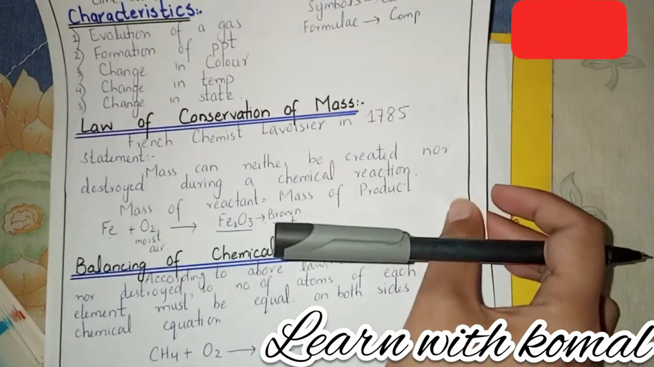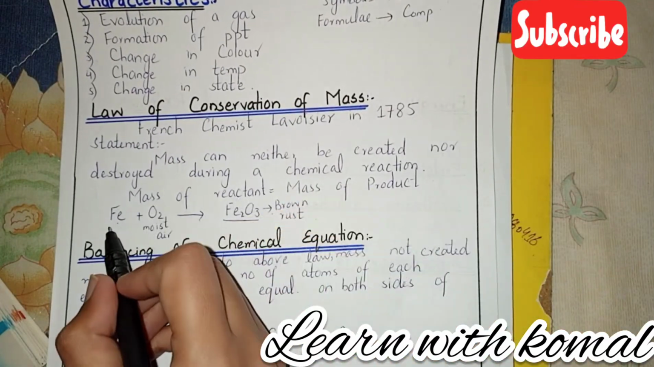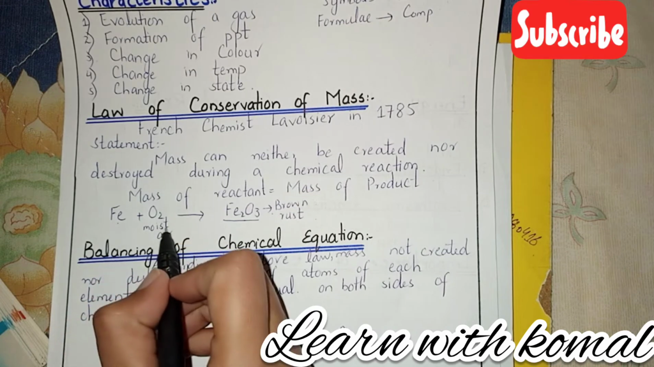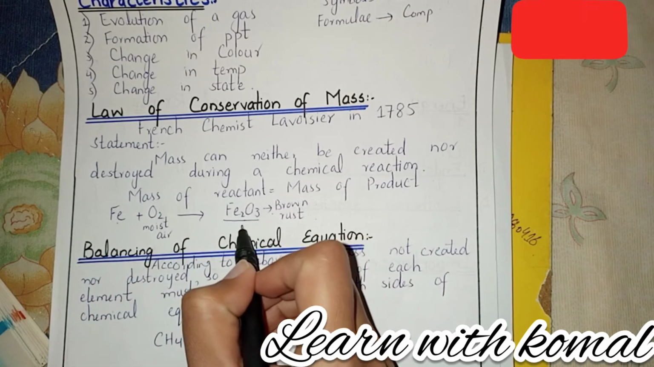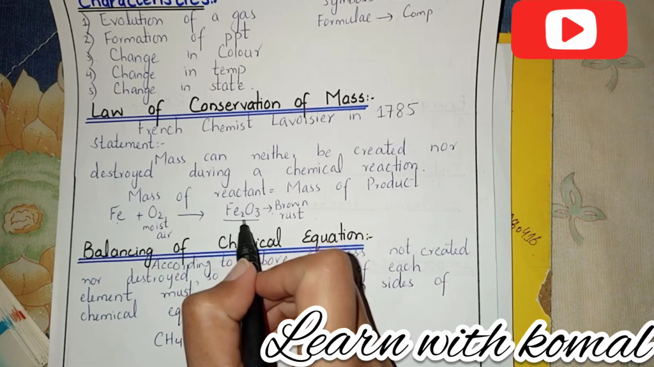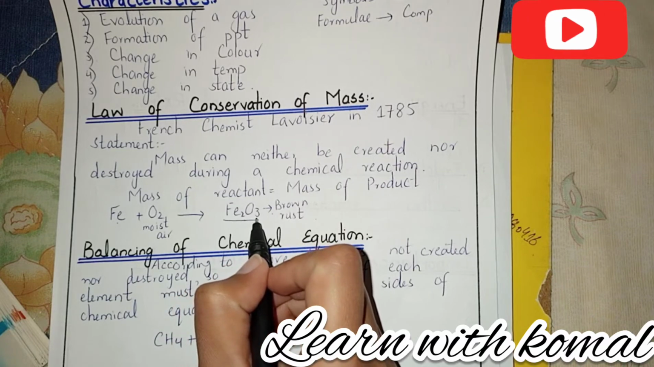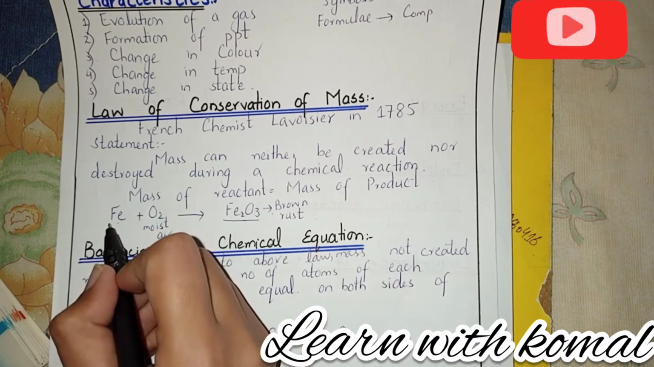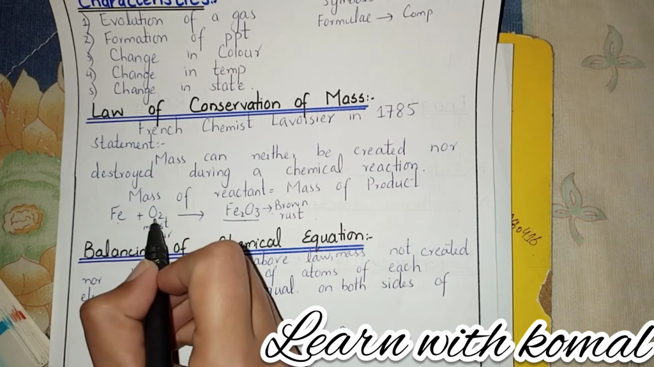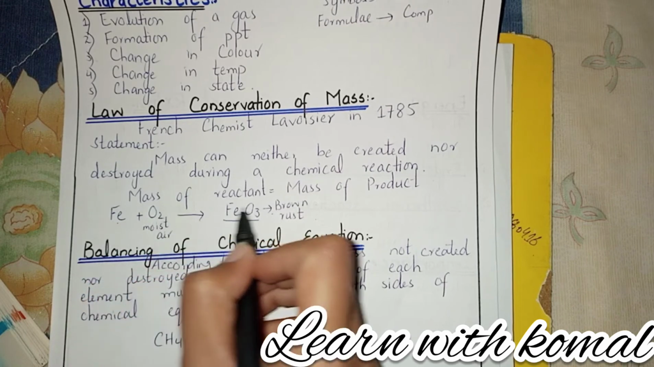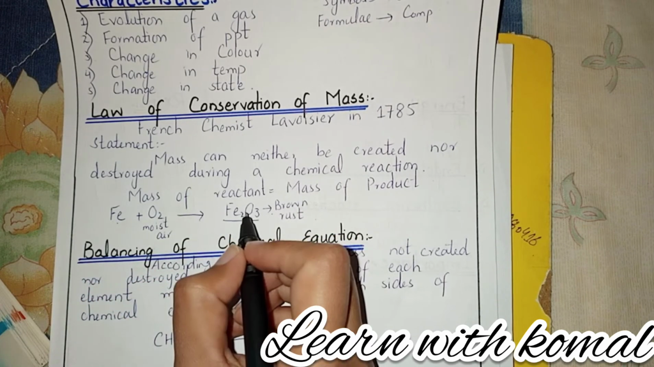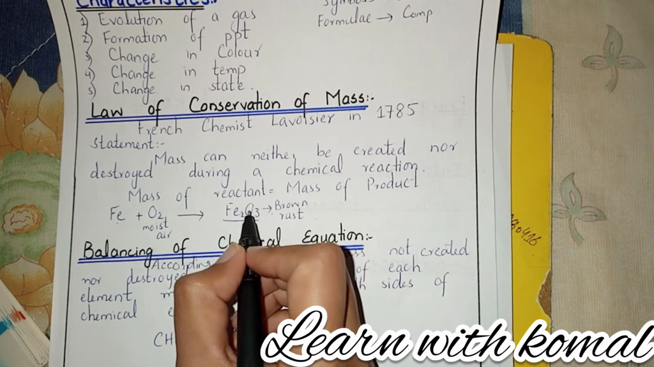One example of the law of conservation of mass is iron combined with oxygen. It will give us iron oxide, which is rust. So here iron combined with oxygen, so it gains mass. And this mass is the mass of oxygen.